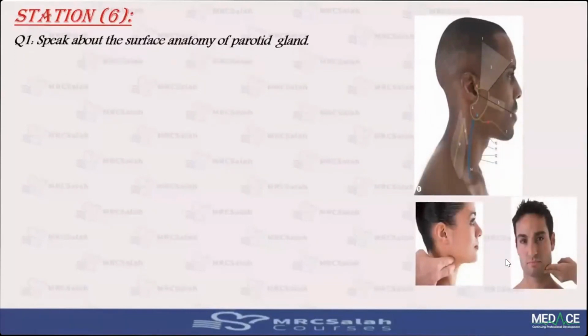Would you speak about the surface anatomy of the parotid gland, please? Okay, the upper border is between the zygomatic arch, the mastoid and the tragus of the ear. The anterior border is from the tragus to the posterior border of the masseter. Then from the middle of the posterior border of the masseter to 2 cm below and behind the angle of the mandible. The lower end is from 2 cm below the angle of the mandible to the mastoid.